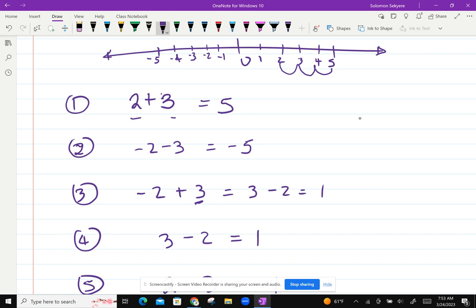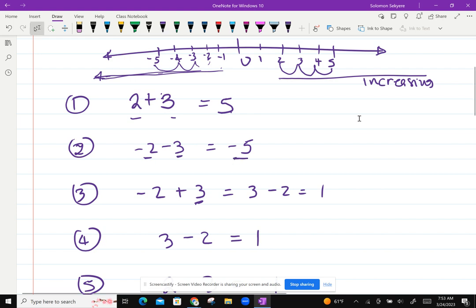What if I want to do negative 2 minus 3? When you're going this direction, the numbers are reducing. Negative 2 is bigger than negative 3. When you're going that direction, the numbers are increasing. So if I have negative 2 and I subtract 3, it's going to be a smaller number. How do you do it? It's 1, 2, 3, negative 5. So a positive number plus a positive number gives a positive 5. A negative number minus a positive number gives negative 5.